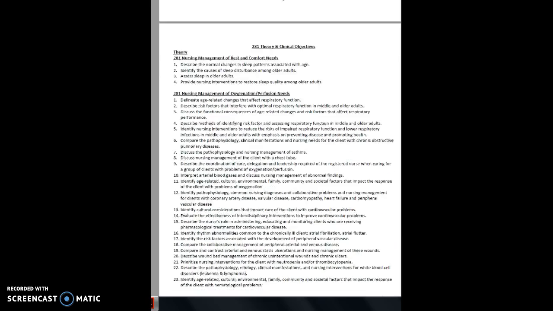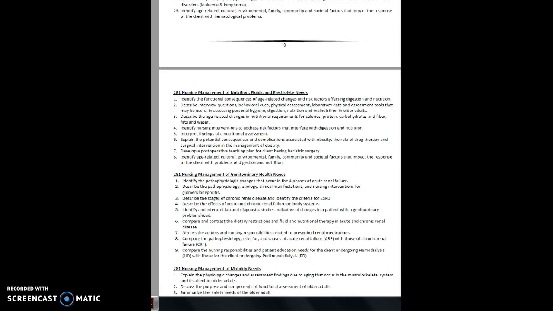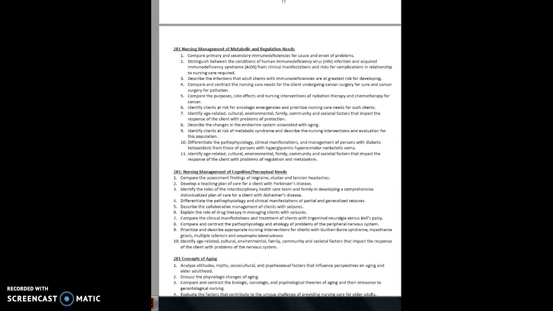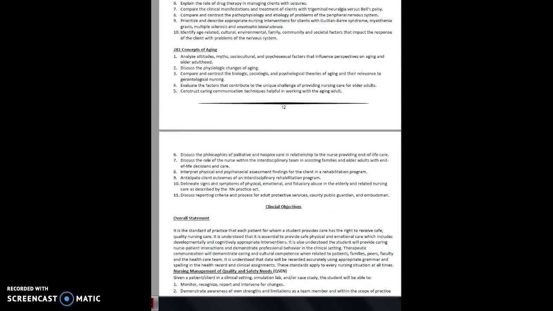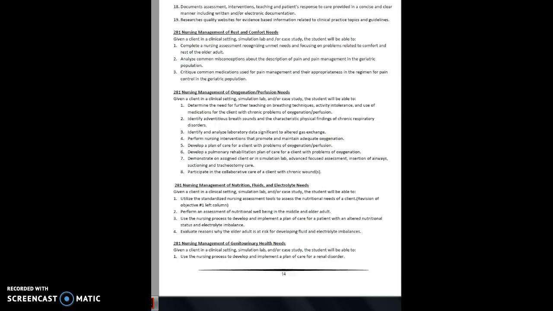Our theory and clinical objectives are here. They will relate to the content that you're given, and I will make the test plan up based on these. So you do need to read through these and get familiar with them because that's what you're tested on.